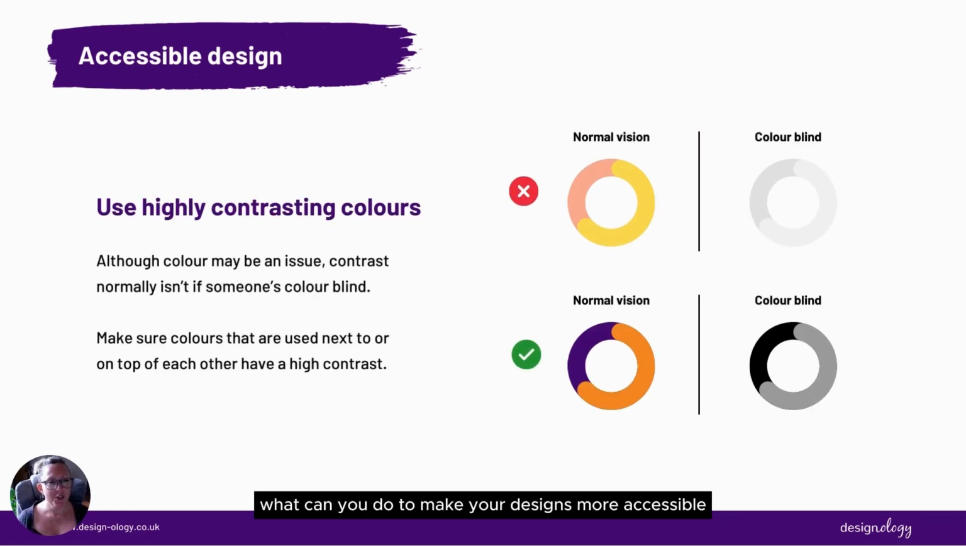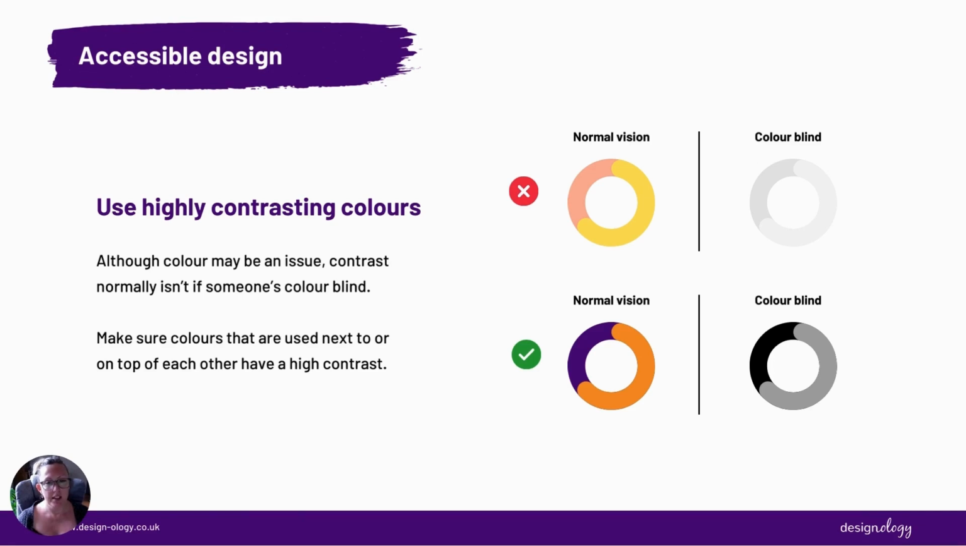So what can you do to make your designs more accessible for everybody, especially those with some sort of visual disability or colour blindness? This can be applicable to anything that you're creating, from your social media graphics through to resources, workbooks, anything like that. The first really easy change to make is to use some highly contrasting colours. So although colour might be an issue, say for somebody that suffers from colour blindness, contrast isn't such a big deal.